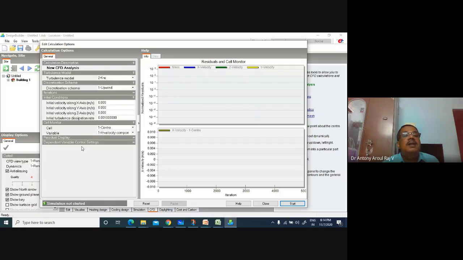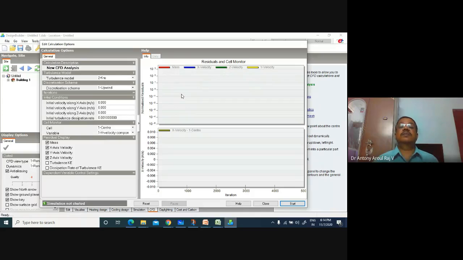That is how the cell monitor works. One default monitor will be there. If you want an extra monitor, we can do that in the next discussion. And what is the residue? This is called the residue graph. For a flow analysis, what are all the equations we will be solving?